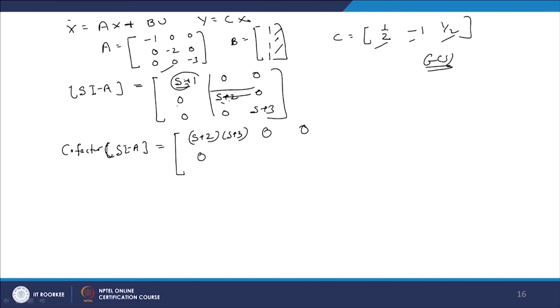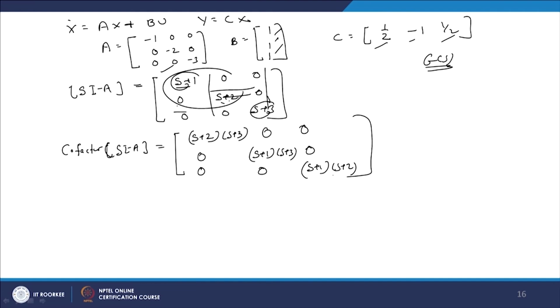So, there is a multiplication of S plus 1 and S plus 3. So we write S plus 1, S plus 3, and here the other element 0, and finally, about the third, 0, 0, here S plus 1 into S plus 2. That is, with respect to this, the minors: we have to remove this row and this column, and the element is like this. So, S plus 2 into S plus 1 into S plus 2.